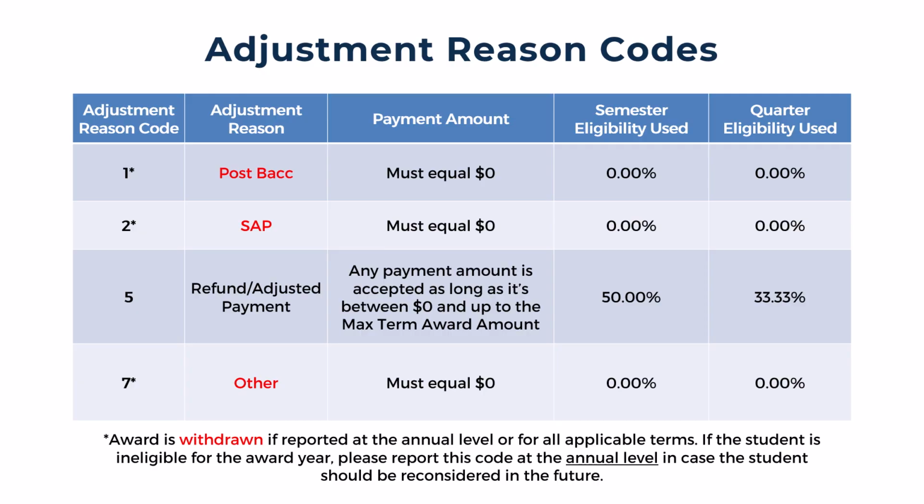Reporting an adjustment reason code of 1, 2, or 7 will result in the MCS award being withdrawn if the code is used at the annual level or for all applicable terms. If the student is ineligible for the award year, please report this code at the annual level in the case that the student should be reconsidered in the future.